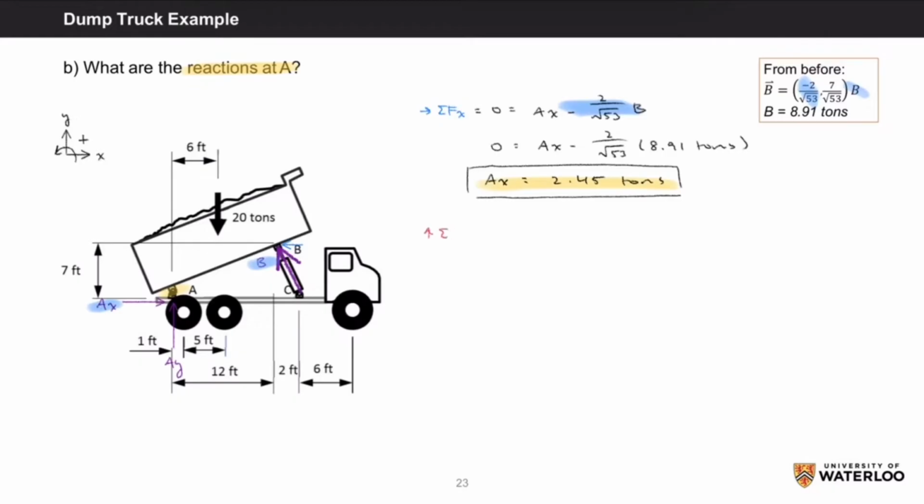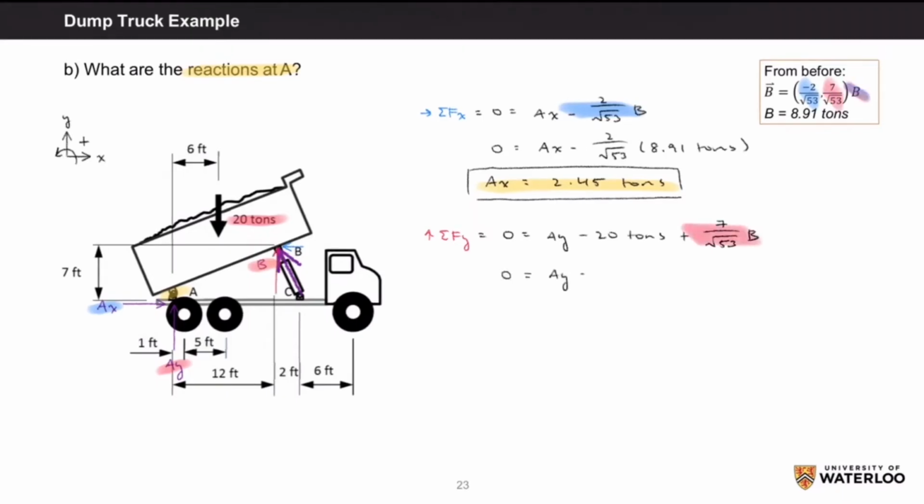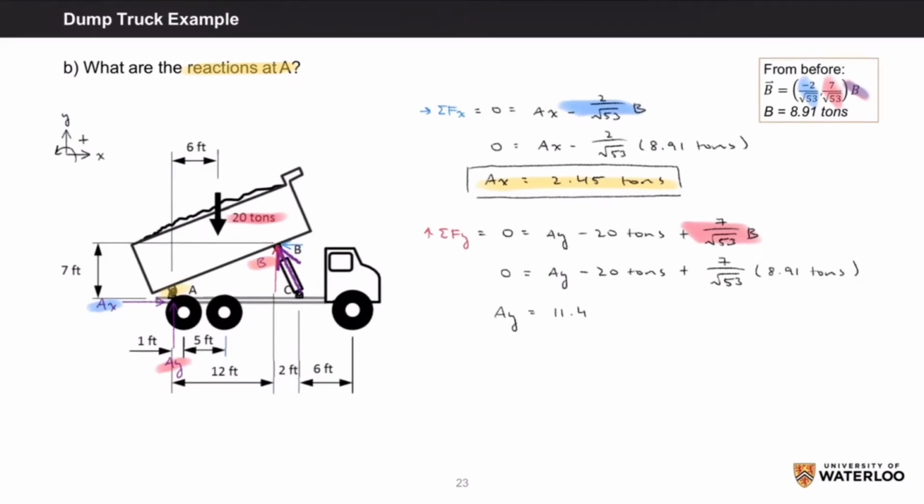Next, the sum of Fy equals 0 will account for all the forces acting in the vertical direction. So we'll get Ay minus 20 tons plus 7 over root 53 times B, which is the vertical component of the vector. Again, we know B is 8.91 tons, so rearranging for Ay will get a value of 11.43 tons.